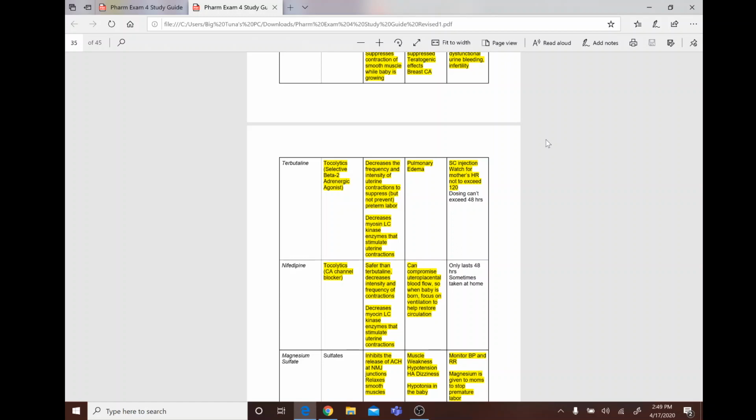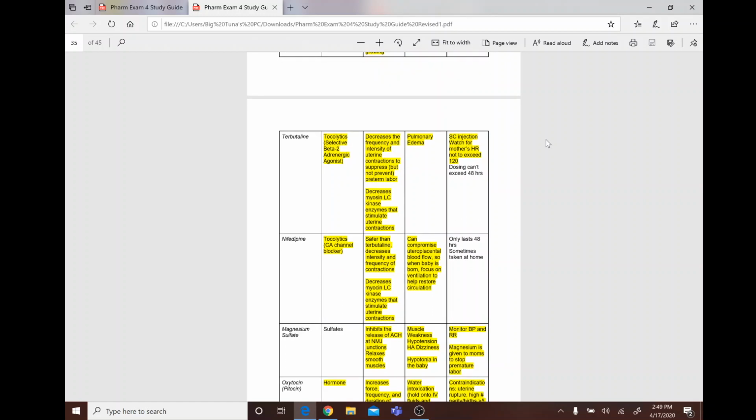Tocolytic selective beta 2 adrenergic receptor. What is the mechanism of action of terbutaline? Decreases the frequency and intensity of uterine contractions to suppress but not prevent preterm labor. Decreases myosin LC kinase enzymes that stimulate uterine contractions.